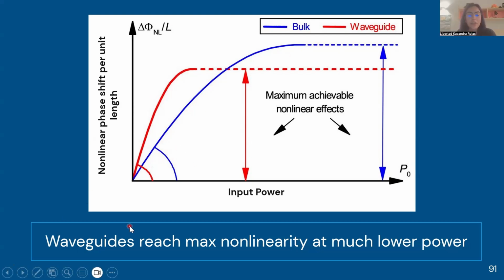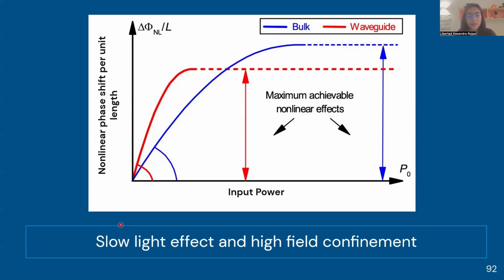Just as I was saying, waveguides are the way to go if you want to harness nonlinearities. But why? There are two main reasons. The first is the slow light effect, which I'm going to explain in a bit, and the second is high field confinement, which is pretty self-explanatory. You're able to confine your field to a much smaller area, thus getting a higher nonlinearity.